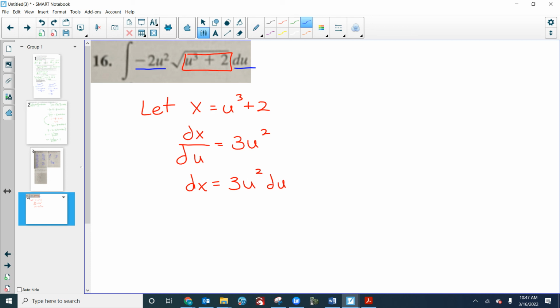What would you multiply 3 by to make it a negative 2? Negative 2/3. Let's see. I multiply both sides by negative 2/3. The 3's cancel, and I just turned that 3 into a negative 2u squared du. The math for dummies approach, okay?